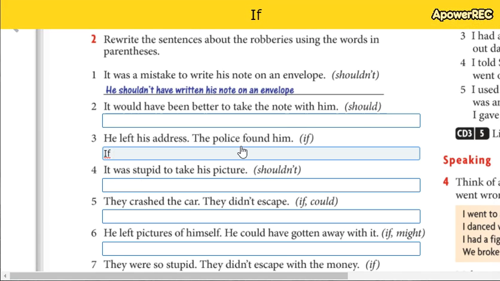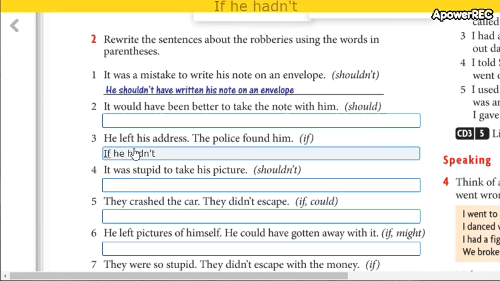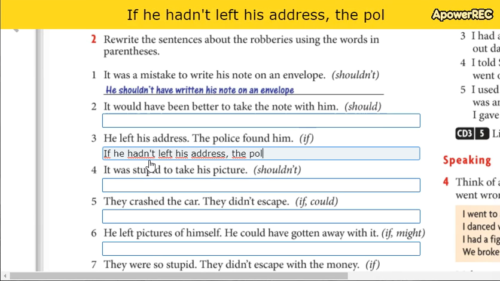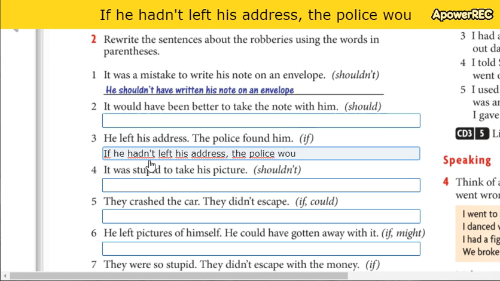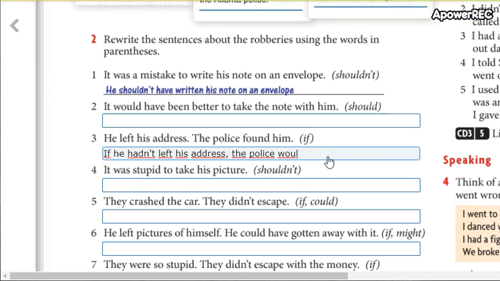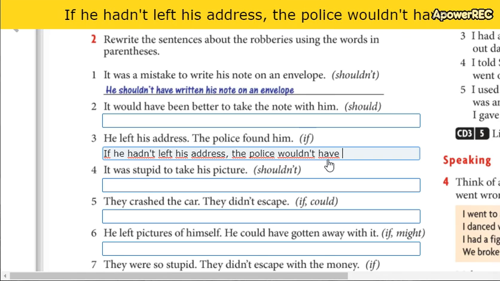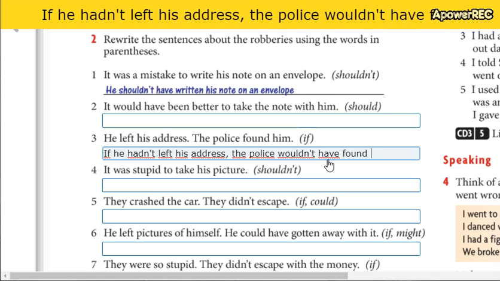If, so we have he hadn't. Remember that this is an affirmative, so you write in negative. Left his address, comma, don't forget the comma, the police. I use would, but this is an affirmative, so I write in negative. Wouldn't have found him.